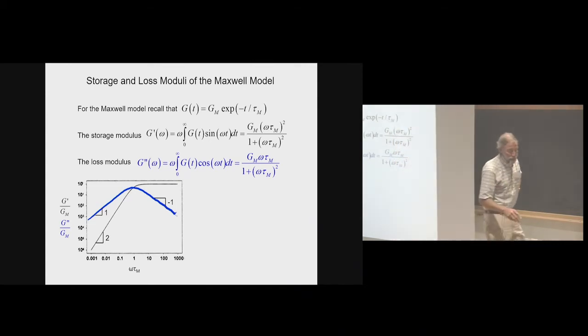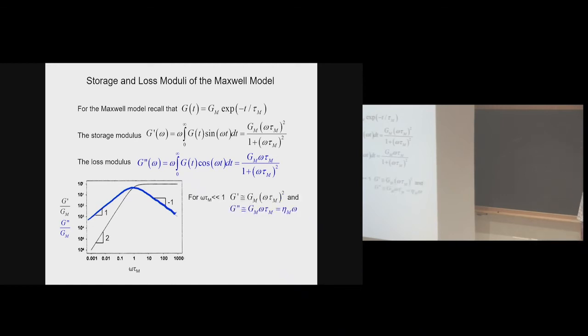If I think about the low frequency limit, then I can basically throw away this thing and keep the 1, right? That goes like omega squared. G prime goes like omega squared. G double prime goes like omega. So slope of 1 for G double prime and slope of 2 for G prime. We see that for any viscoelastic liquid, if we can get to low enough frequencies that are lower than the reciprocal of the longest time.